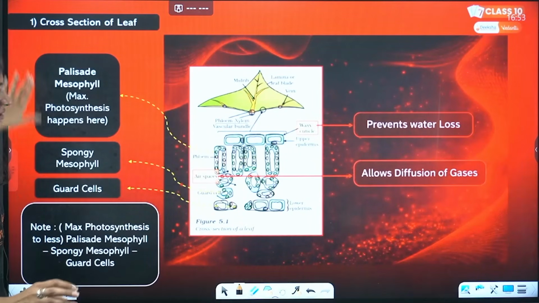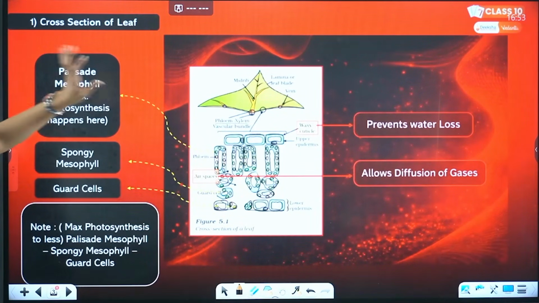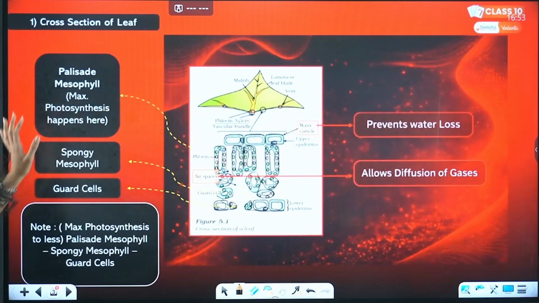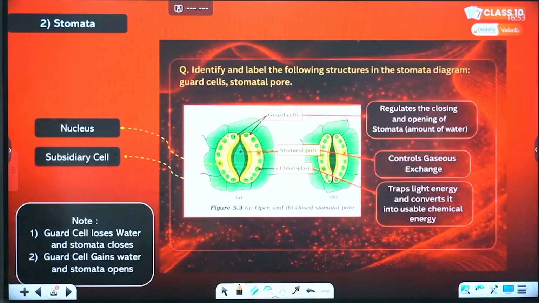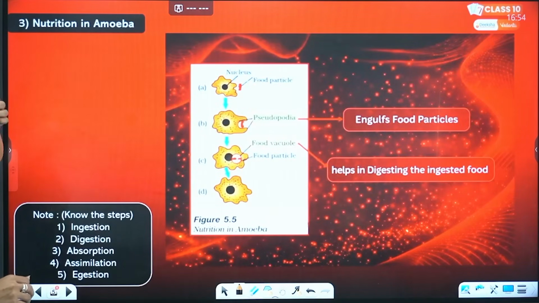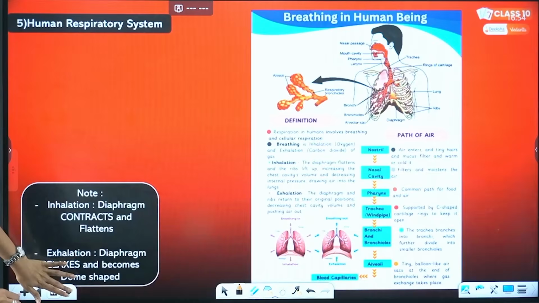So you can see here, we have provided the notes. This is the diagram of a cross section of a leaf, right? And then we have stomata. These are all the important diagrams. You have picture-based questions, right? You will see them in your science exam, so prepare accordingly. Okay. You have the nutrition in amoeba diagram.